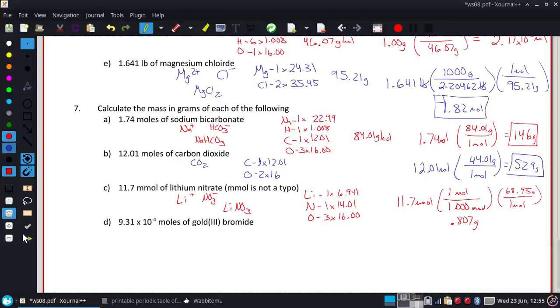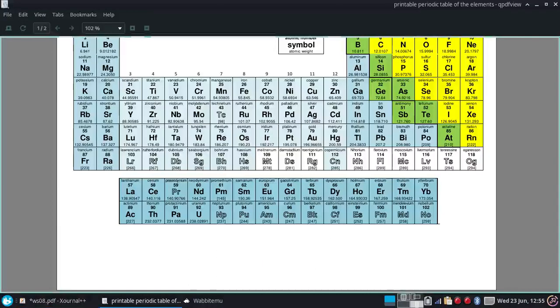All right, and our last one on this worksheet, trying to stump you with a scientific notation moles and a little bit more complex structure with aluminum bromide. Not aluminum, gold bromide. So there is 1 gold, and there are actually 3 bromines in that. Bromines happen to weigh 79.90, is that right? 79.90, and then gold, 196.97.